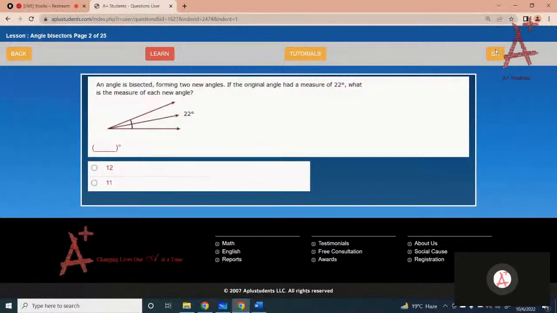Okay, an angle is bisected, forming two new angles. If the original angle had a measure of 22 degrees, what is the measure of each new angle? 22 divided by 2 is, because 22 divided by 2 is 11, not 12. You have to divide 22 by 2, which is 11.